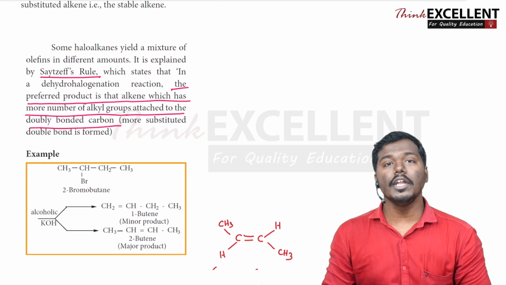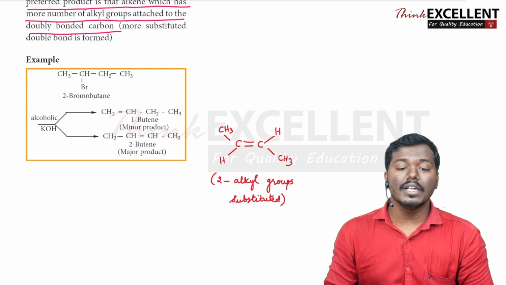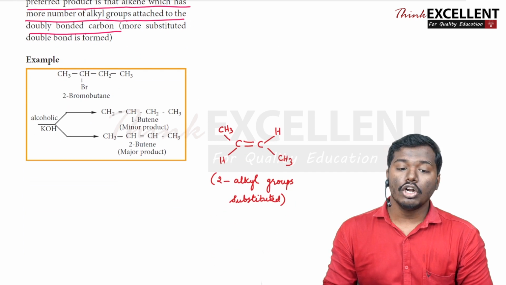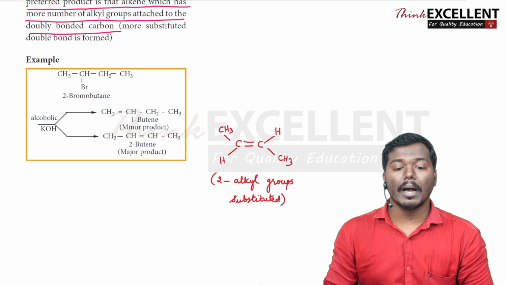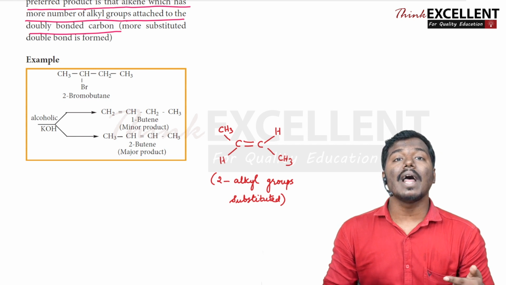They have given 2-bromobutane. You can see that after dehydrohalogenation two products are formed. One is the minor product and another one is the major product. So here they have asked for the major product. In the major product, you can see that the carbon-carbon double bond will be attached with more alkyl groups.